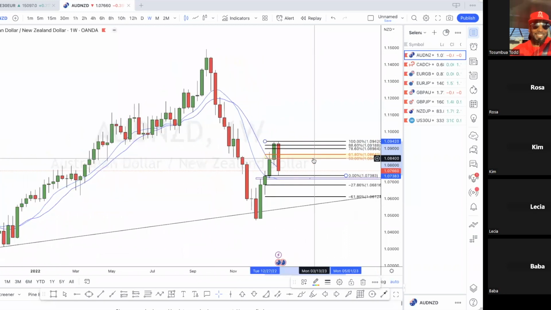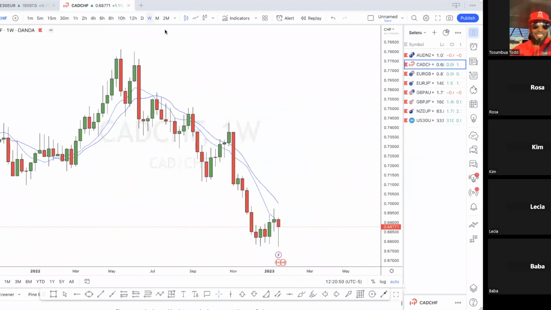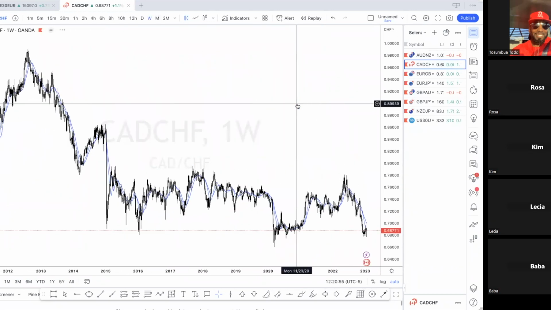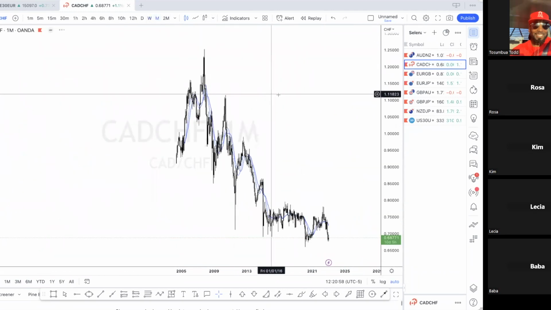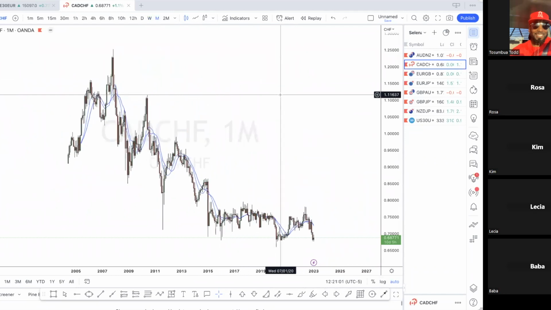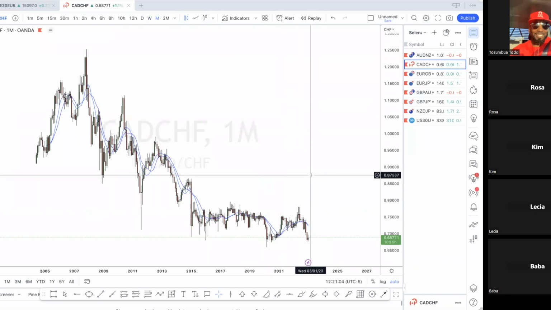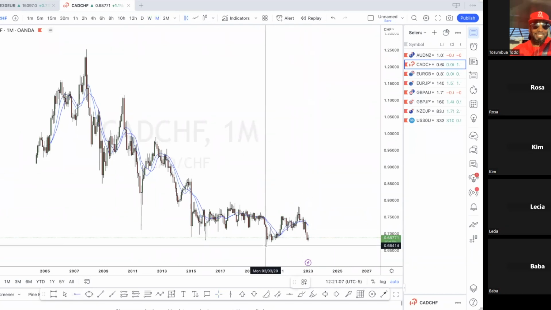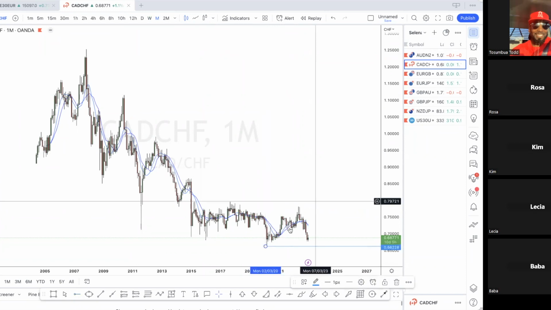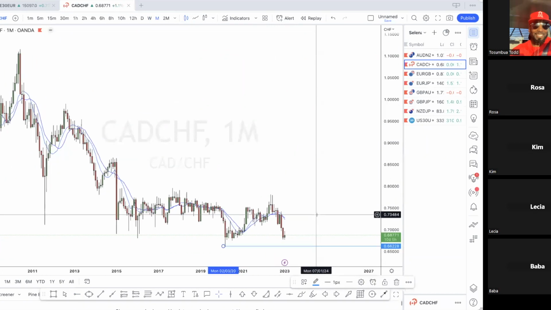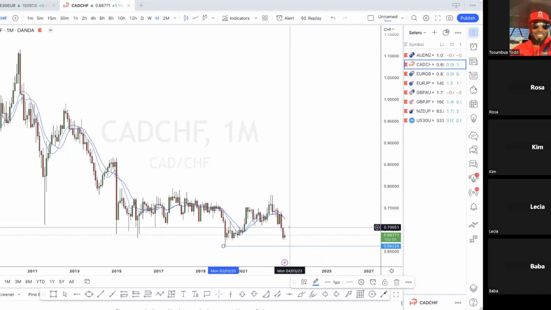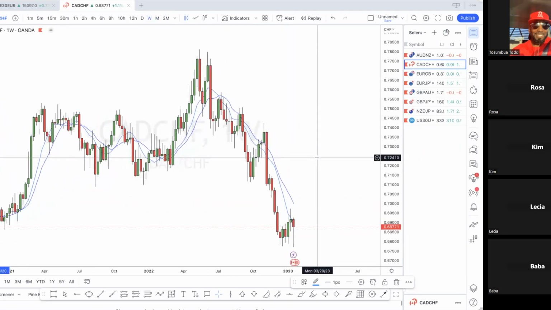All right. That's for AUD NZD. We have CAD CHF, which was a weekly bearish order block. Price is definitely bearish. This is the low. Based off the monthly, it is bearish. Then the weekly is bearish.